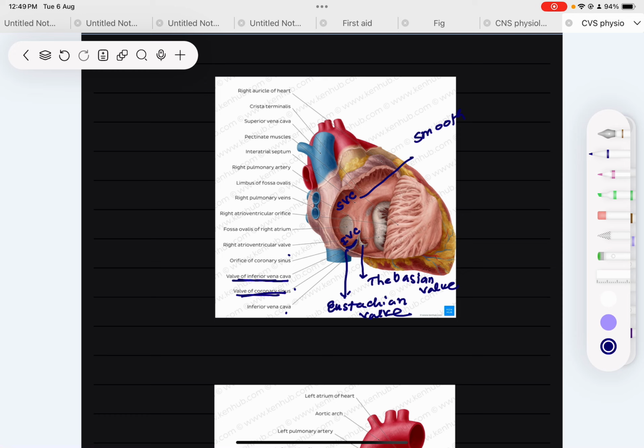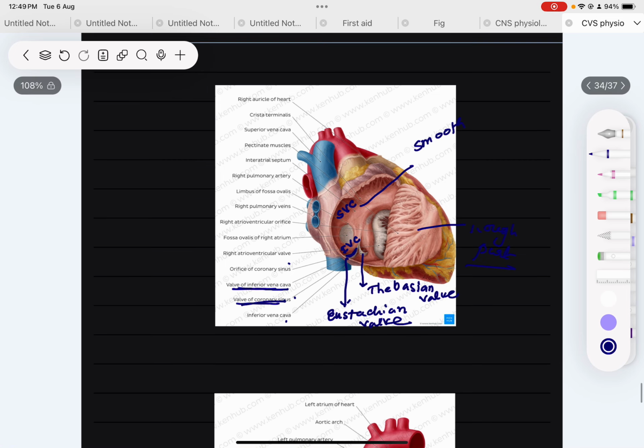These three things we have to remember about the openings in right atrium, and two parts, the smooth part and the rough part. This thing we have to remember about the right atrium. Now there is also crista terminalis. What is it? It is a lining between the smooth part and rough part. As you can see here, this smooth part and this rough part lining is crista terminalis.